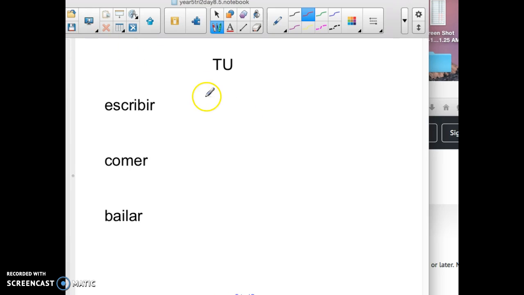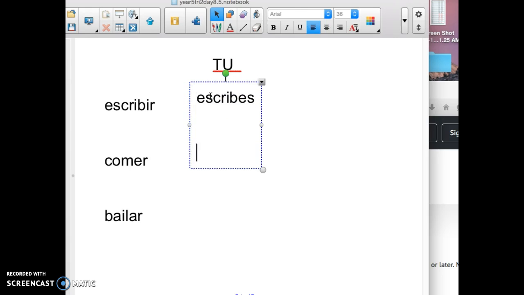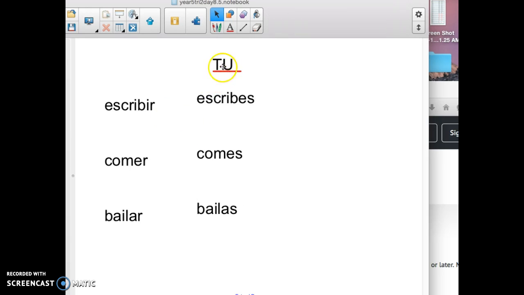So just to remind ourselves, when we're changing action words to tú, to say you are doing them or asking them, escribir would be escribes. Comer would be comes. Bailar would be bailas. This is how you say you are doing these actions.